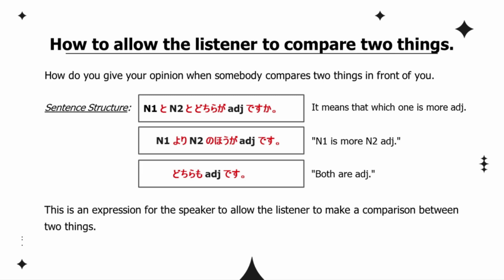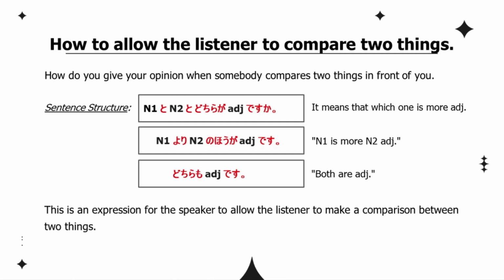Which one is more suitable for the trip? How will you answer that? Let's learn about it. Formation. N1, to, N2, dochira ga, adjective, desu ka? It means that which one is more adjective. N1 or N2.